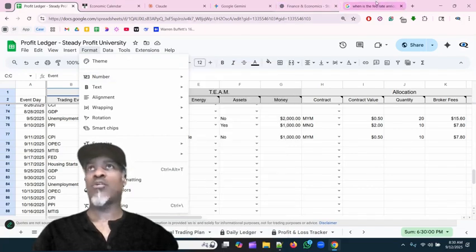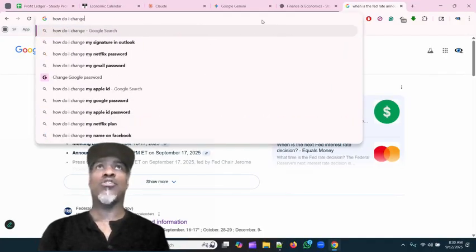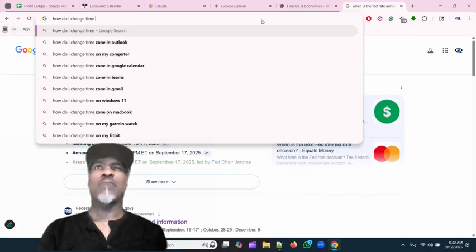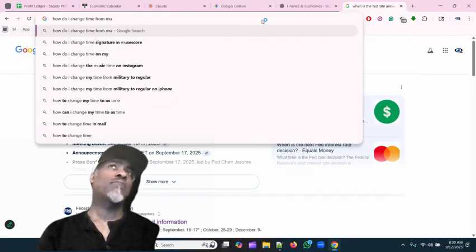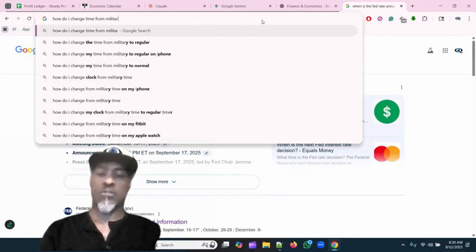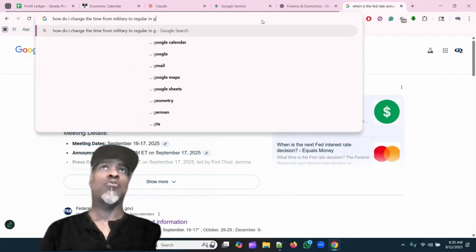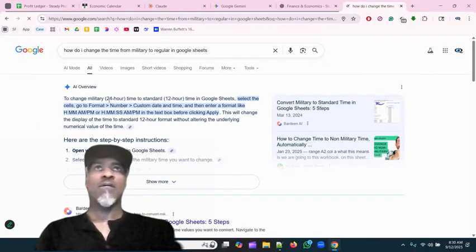I'm gonna Google it. How do I change time from military to regular in Google Sheets? To change military to 12, select the cell, go to format, number, custom. There we go.